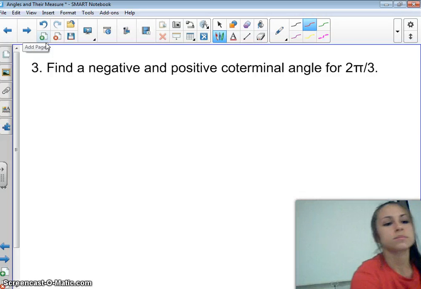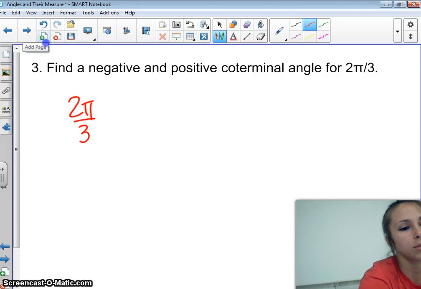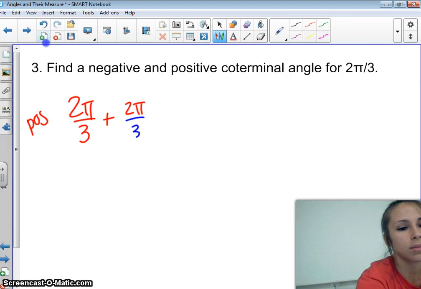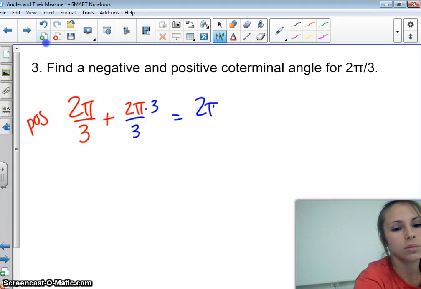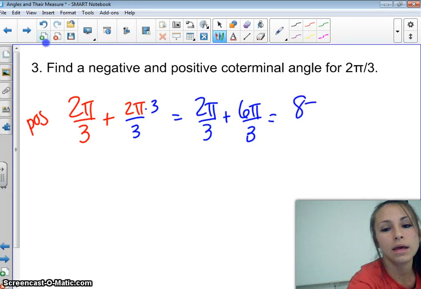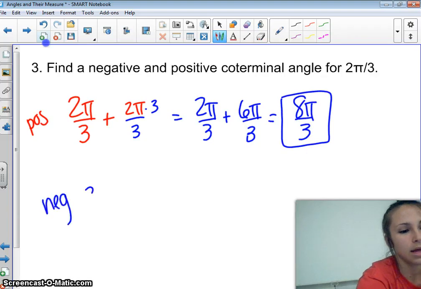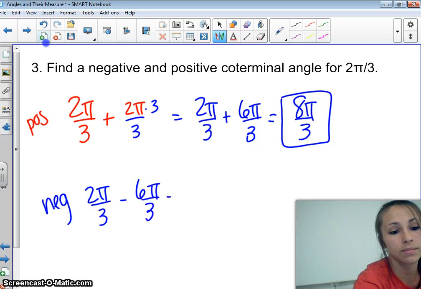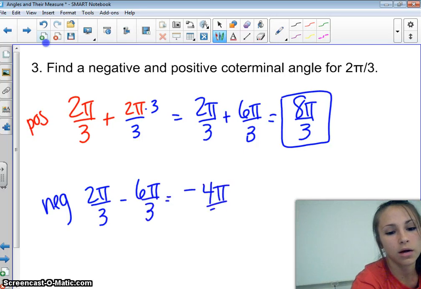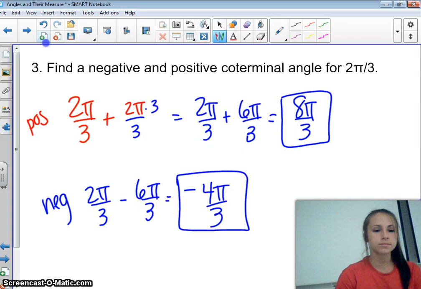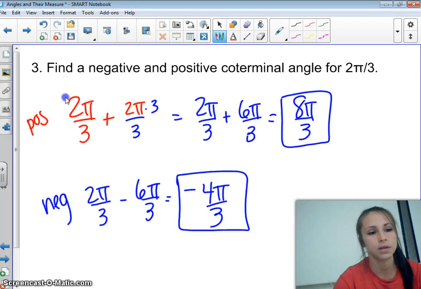All right, the third one, I'm going to take 2 pi over 3, and for a positive, I'm going to add 2 pi, and so I would need a 3 in the bottom and a 3 in the top. So this is going to be 2 pi over 3 plus 6 pi over 3. And so that would end up giving me 8 pi over 3 for a positive coterminal angle. For a negative, I'm going to take 2 pi over 3 and subtract. I'm just going to go ahead and write that as 6 pi over 3. And so that would give me negative 4 pi over 3. And so those would be my coterminal angles. And we are done for the Intro to Trig lesson.